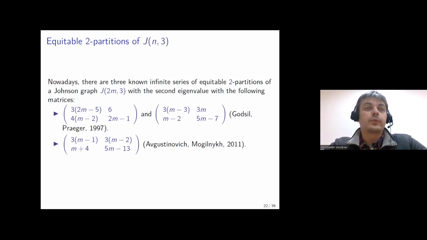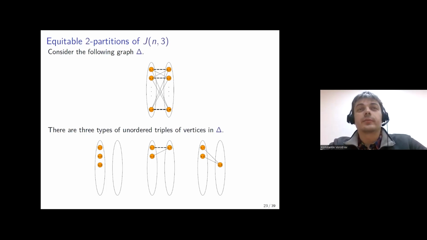If we look at these matrices, it may seem that they are completely different, but in some sense they are connected. So let us consider the following construction. Here we have a so-called cocktail party graph. It is a complete bipartite graph with parts of size m, and after that, we delete one perfect matching. So this is the graph.